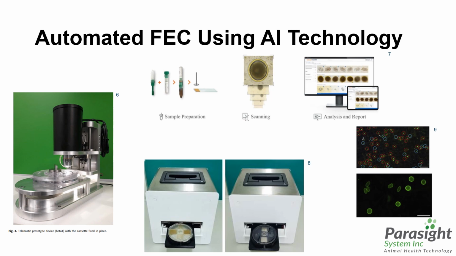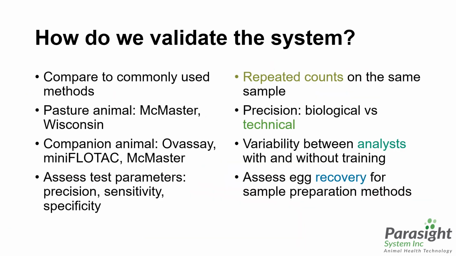Automated fecal egg count systems have been introduced recently to help decrease the amount of time it takes and dependence on well-trained analysts. These include Telenostic, VetScan Imagyst, Kubic FLOTAC, and the Parasight system, which uses fluorescence rather than gross morphology to identify eggs.